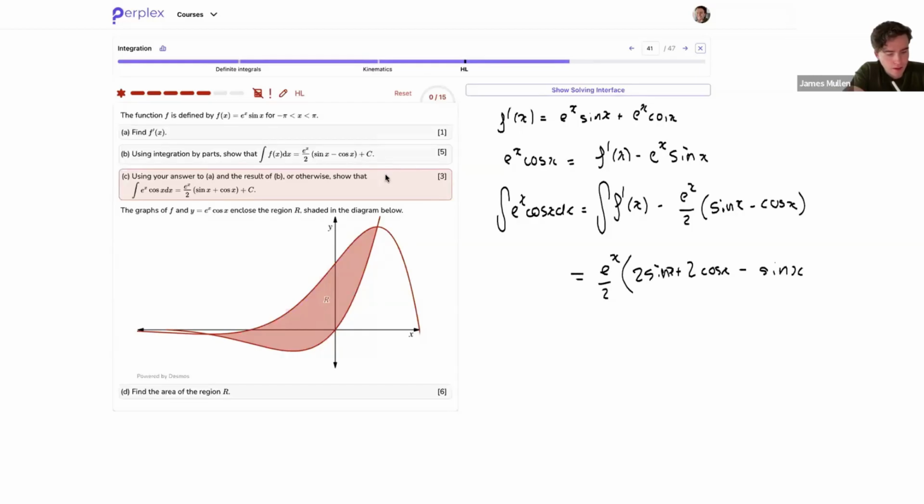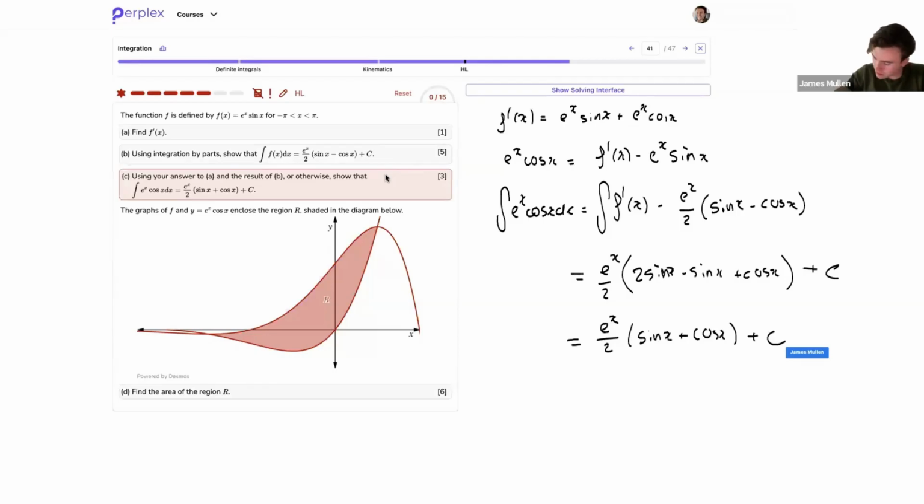Okay. F of x, oh, sorry. F of x is just this sin x part. So it's e to the x sin of x. So if I put that over 2, it's e to the x over 2 times 2 sin of x minus sin of x, and then plus cos of x minus sin of x plus cos of x. All right, and that is e to the x over 2 times sin x plus cos x. And let's not forget plus c somewhere. Okay, that is the answer.